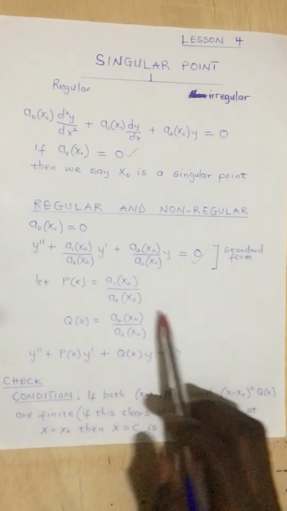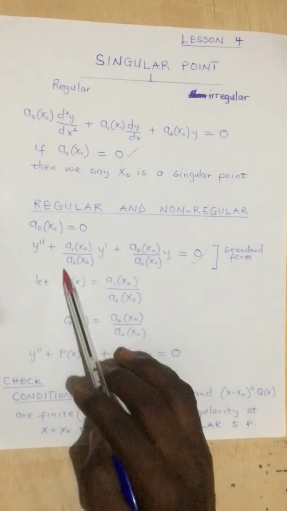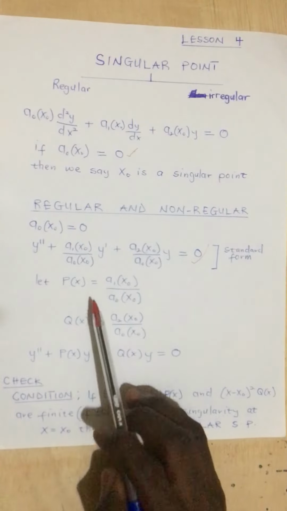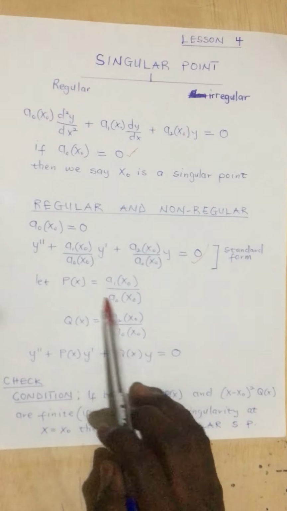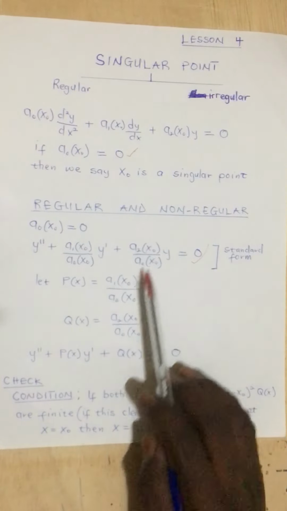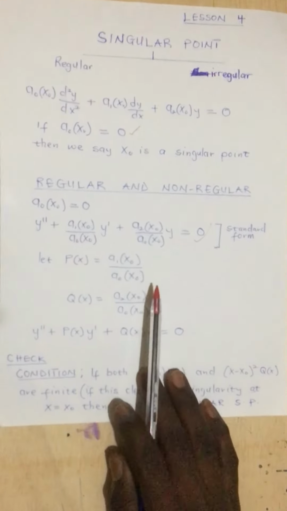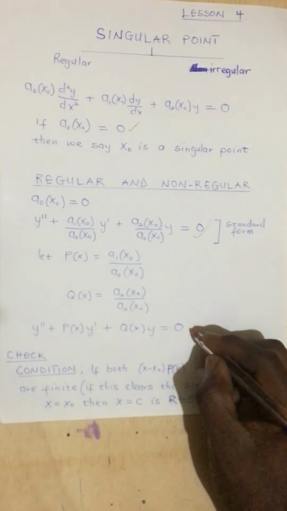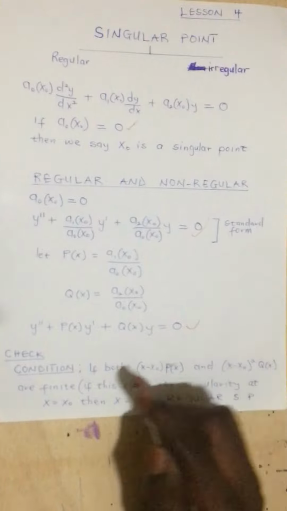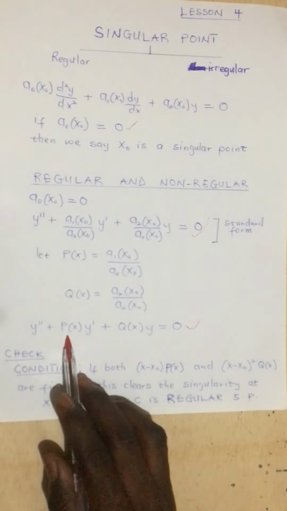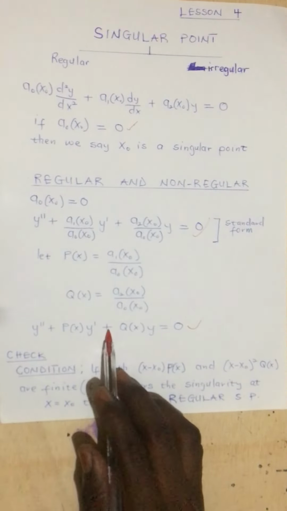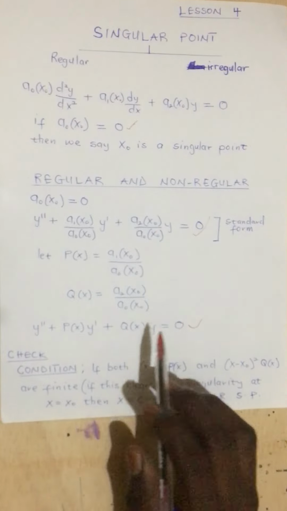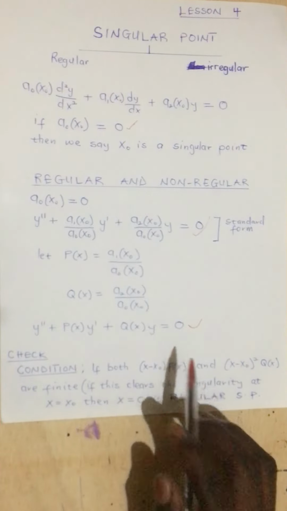Now what we do next is let our new coefficient of y prime be p of x, and the coefficient of y be q of x. So our new equation is now y double prime plus p(x) y prime plus q(x) y equal to 0.